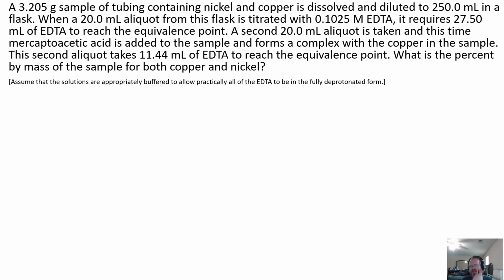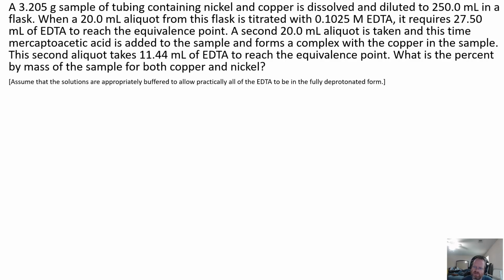I then pull a 20 milliliter sample out of that and I do a test with it with the EDTA, which is going to react 1-to-1 with both metals. And I've got a note of how much EDTA it requires and the concentration of it to reach the equivalence point. It then tells me there's a second aliquot taken, also of 20 milliliters, but this time a compound is added, mercaptoacetic acid, and that forms a complex with the copper. So if it's complexed to the copper, the copper isn't going to be able to react with the EDTA. That means in the second sample, we're only going to look at the nickel concentration. And from there, I want to know what the percent mass for both copper and nickel is.